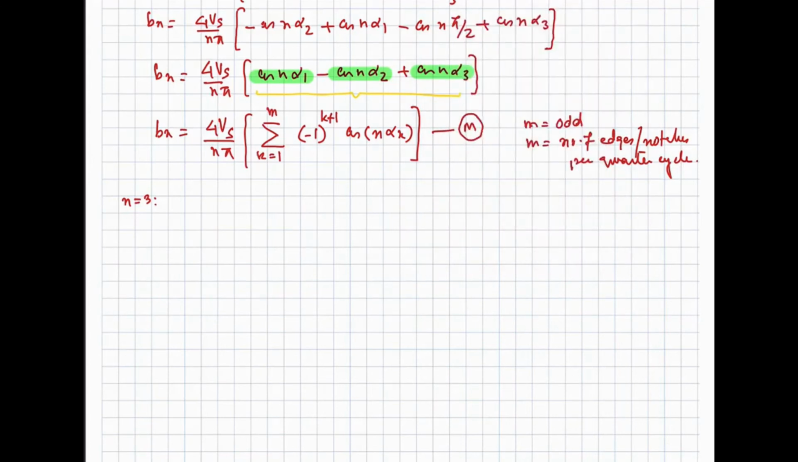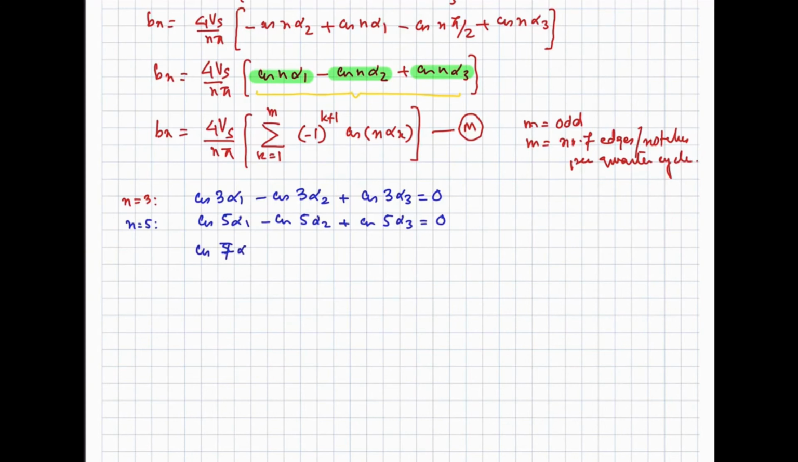So now let's write down the equations. cos 3α1 − cos 3α2 + cos 3α3 should be equal to 0. For the fifth harmonic, cos 5α1 − cos 5α2 + cos 5α3 should be equal to 0. And then, let's suppose the 7th harmonic is to be cancelled: cos 7α1 − cos 7α2 + cos 7α3 will be equal to 0. So by solving these three equations using the iterative technique, α1, α2 and α3 will be computed.